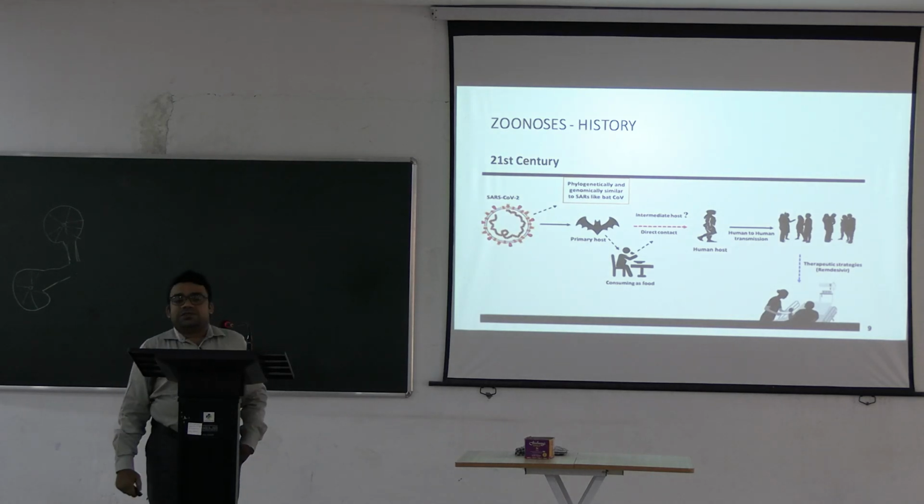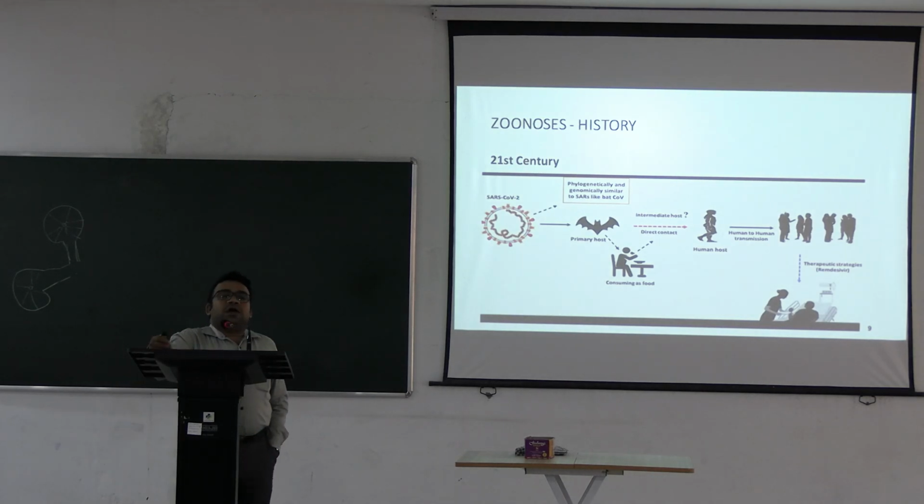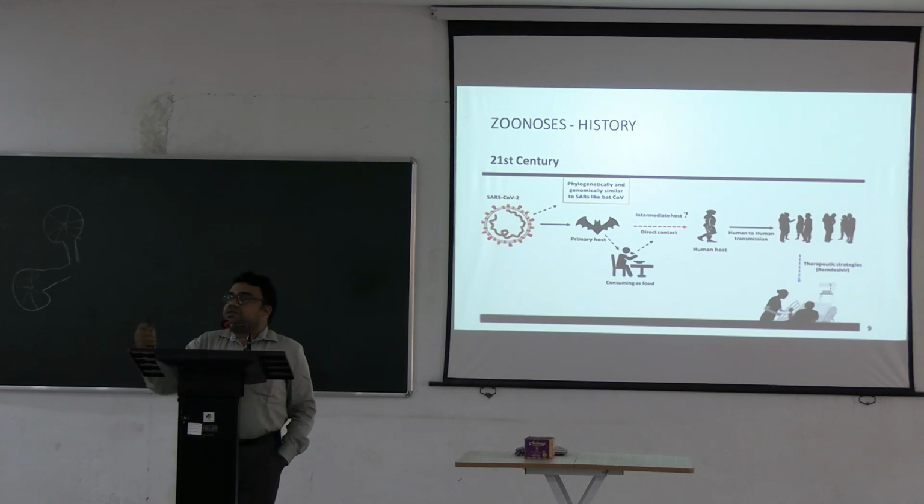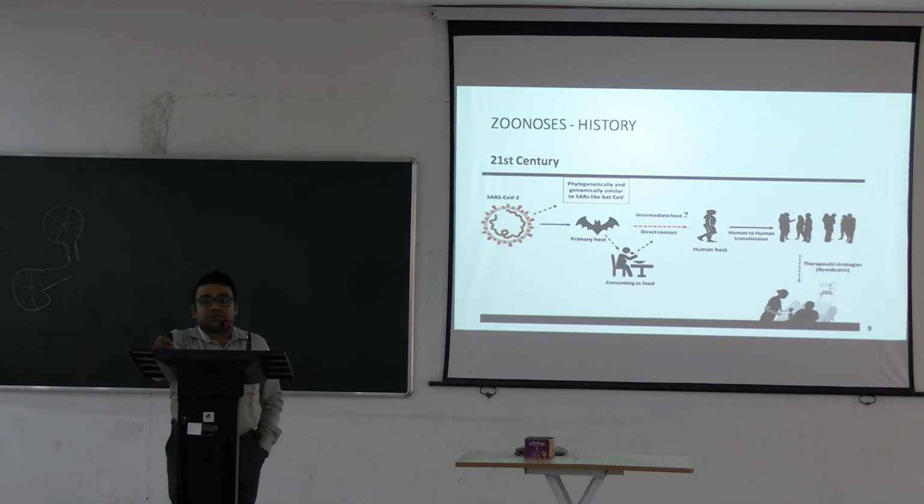Now, coming to the 21st century, the 21st century gave another dimension to the understanding of zoonotic diseases. The initial disease that was seen was known as SARS, or severe acute respiratory syndrome virus. This virus was originally seen in bats, then it was seen to affect other animals, and then it spilled into human beings, causing an epidemic.